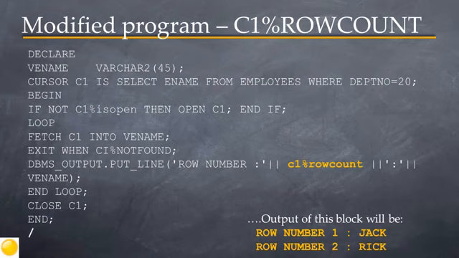Now this program also shows you the usage of the other attributes such as %ISOPEN and %NOTFOUND, and it makes it a complete program with all the necessary validations that you might want to use when writing a program that uses explicit cursors.